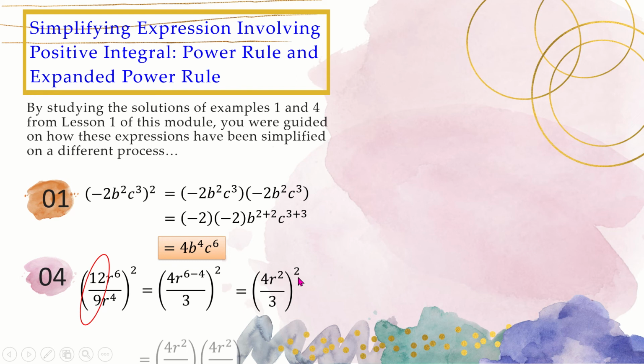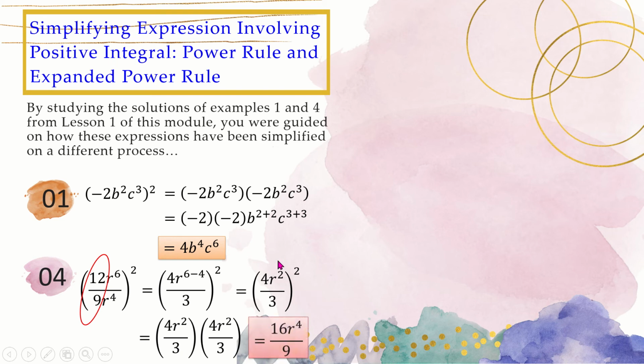Next, we multiply the two fractions: 4r squared over 3 times 4r squared over 3, since the exponent outside the parentheses is 2. Then multiply: 4 times 4 is 16. R squared times r squared is r exponent 4, because 2 plus 2 is 4. Then the denominator is 3 times 3, which is 9. So that is what happened in examples 1 and 4 of lesson 1 of this module.